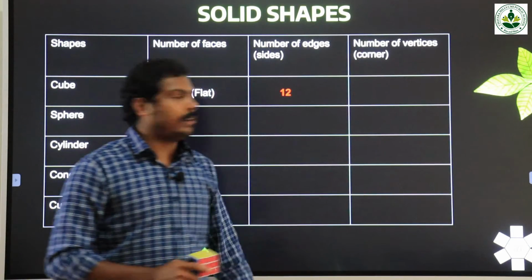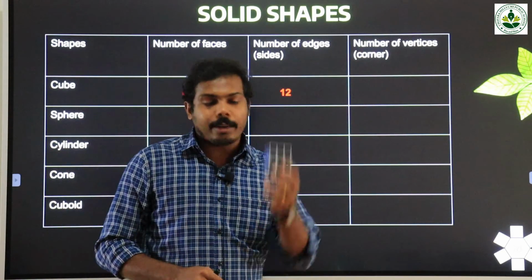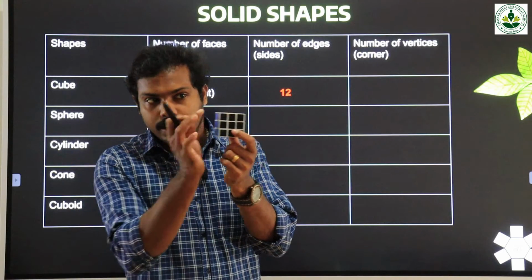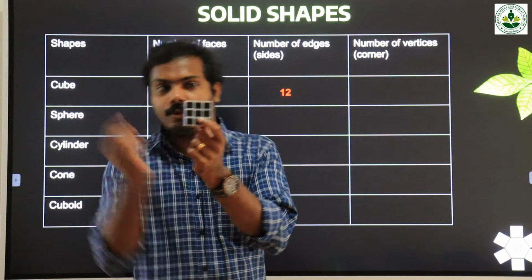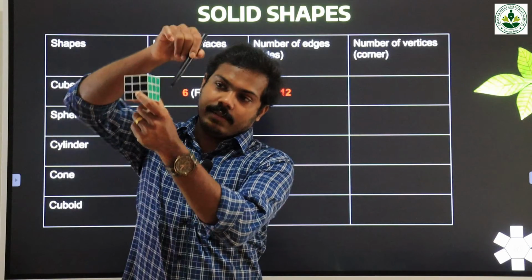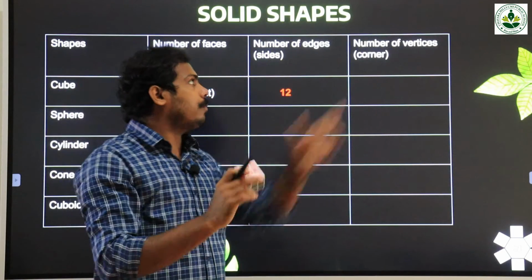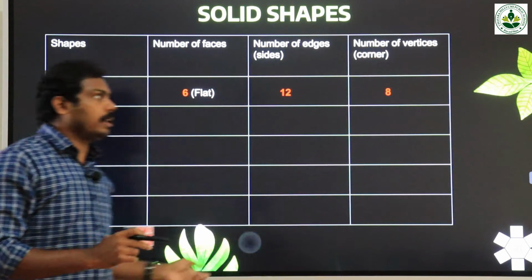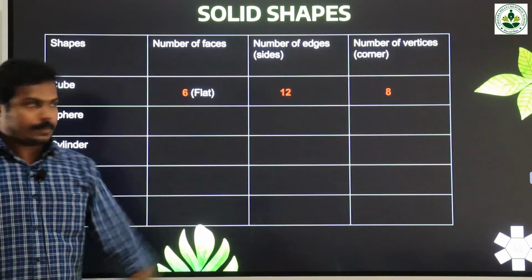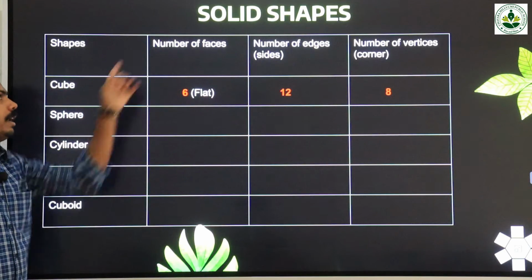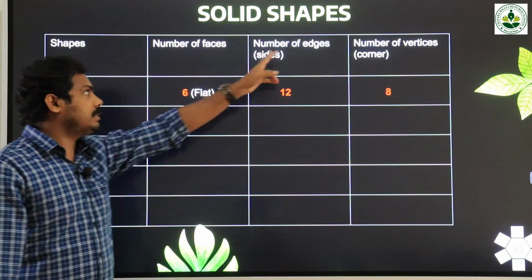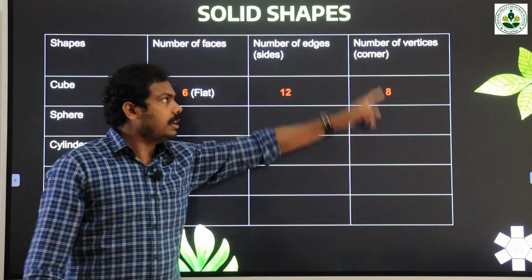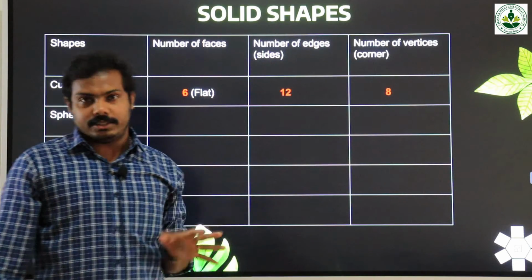Next one, number of vertices, corners. We need to know the number of corners. Which one is the corner? This one. 1, 2, 3, 4, 5, 6, 7, 8. The number of vertices or corners equals 8. For a cube, there are 6 flat faces, 12 edges, and 8 vertices.